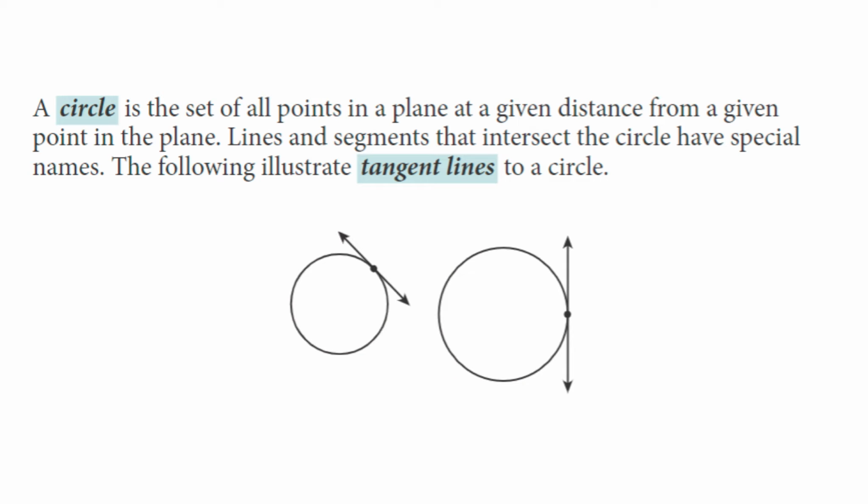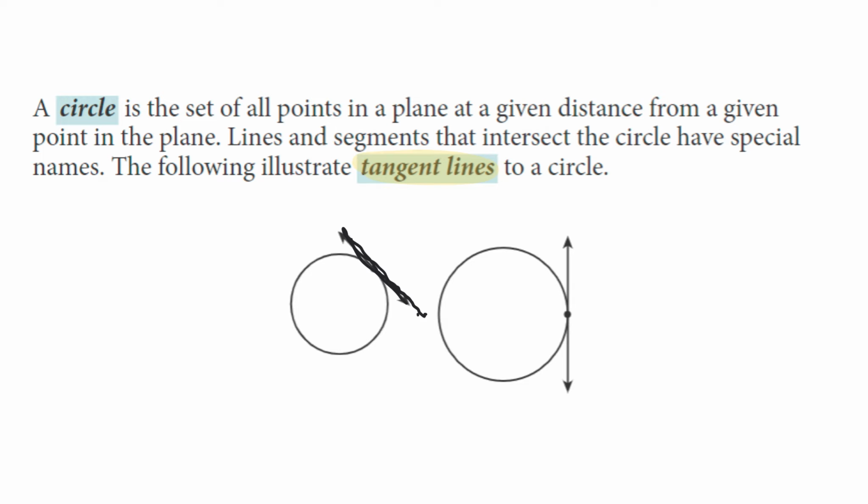On this page, we see the definition of a circle as the set of all points in a plane at a given distance from a point in the plane. Fancy way of saying that. Again, we have a center in this part. But the main thing I want to see is this: a line or segment that intersects the circle has a special name. This is called a tangent line. What I think of when I think of a tangent line is like a rock skipping across water, but this segment is skipping across the edge of the circle.